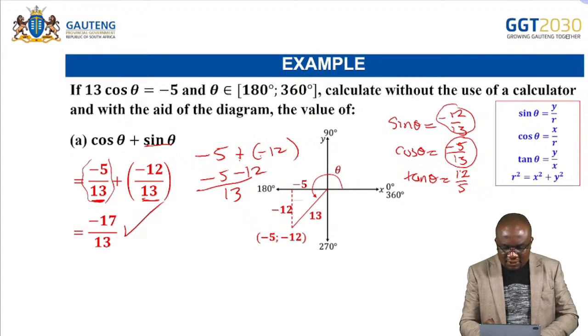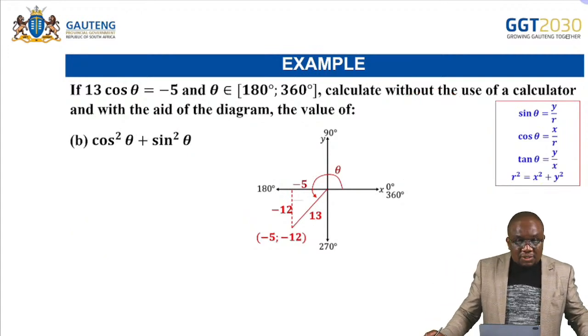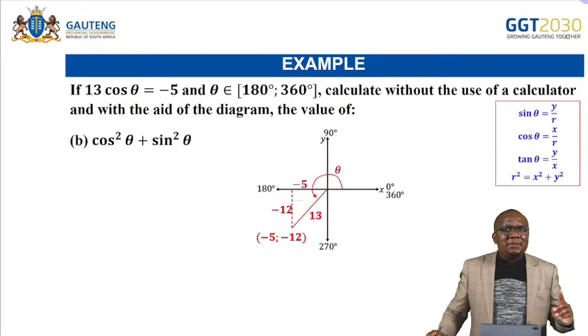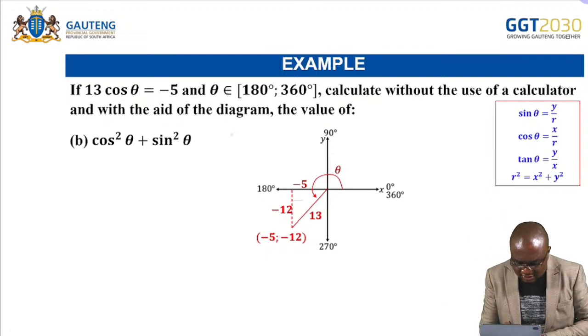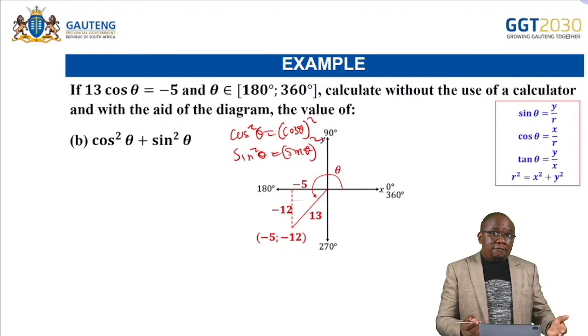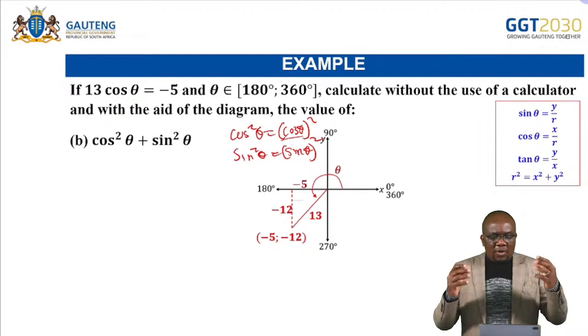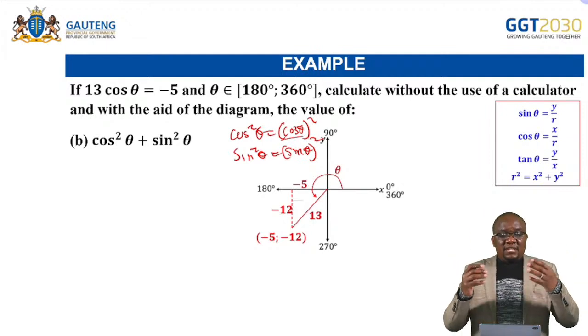Do you still have this? We're going to use it in B. Right, let's try. Cos squared theta plus sine squared theta. Let me remind you of this. Cos squared theta is just the same as cos theta squared. Sine squared theta is sine theta squared. Remember that. This is a convention. This is how it is written, but it means cos theta squared. Sine squared theta means sine theta squared.